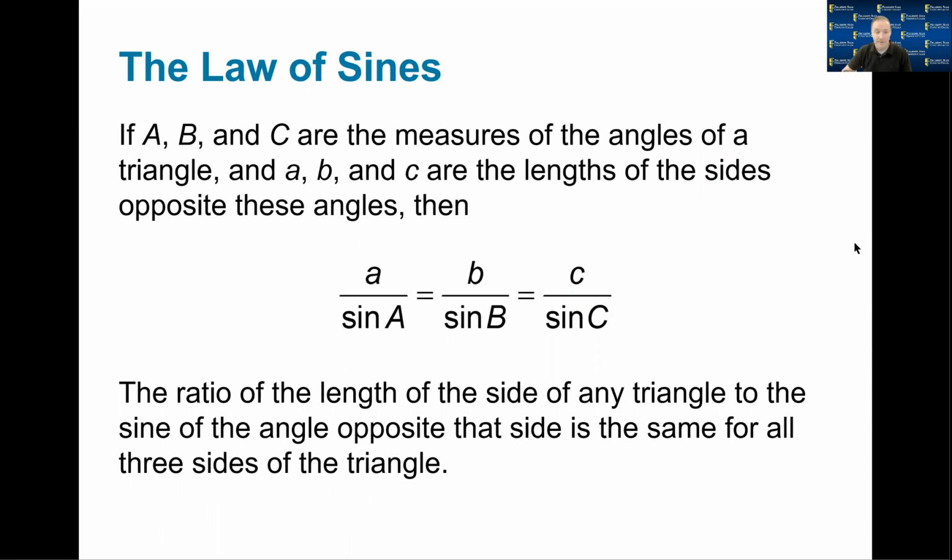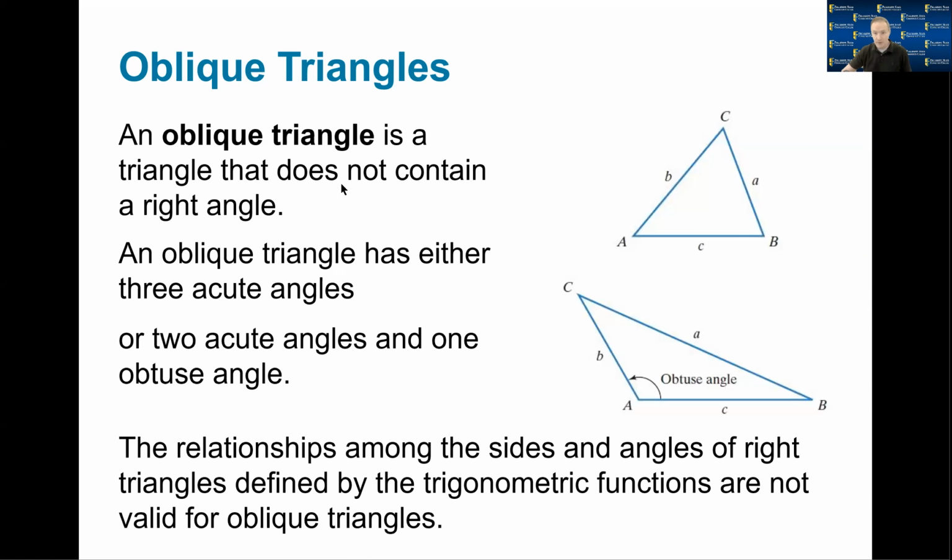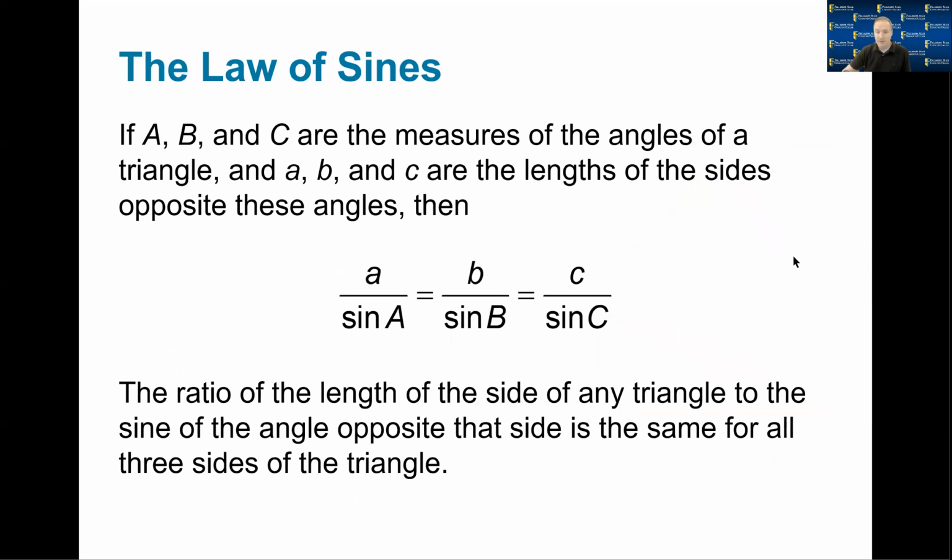Now, law of sines. If angles A, B, and C are measures of angles in a triangle, and sides a, b, and c are the lengths of sides, and we always measure the sides opposite the angles. You might notice how I labeled this in the last problem. Angle A, the side opposite that angle is side a. Angle B, the side opposite that is side b. Angle C, the side opposite, side c. And we always use lowercase to denote sides, capital letters to denote angles.